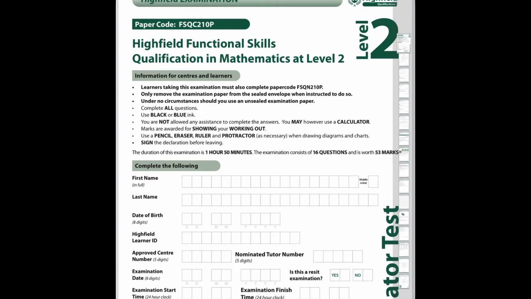there are 16 questions worth a total of 53 marks. So some of those questions are worth a substantial amount of marks. So the key is to make sure you show your working out throughout, because even if you got the end mark wrong, but you got 3 or 4 of the steps right and the calculations were right there, you'd still get marks for those.